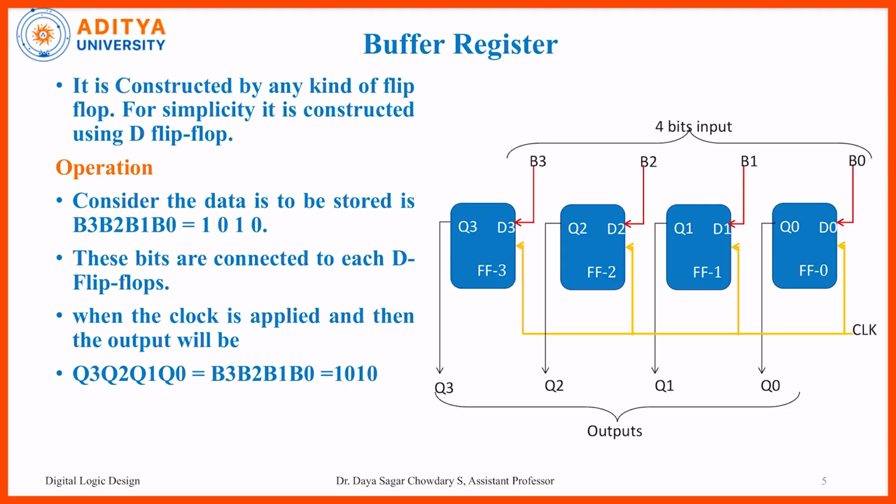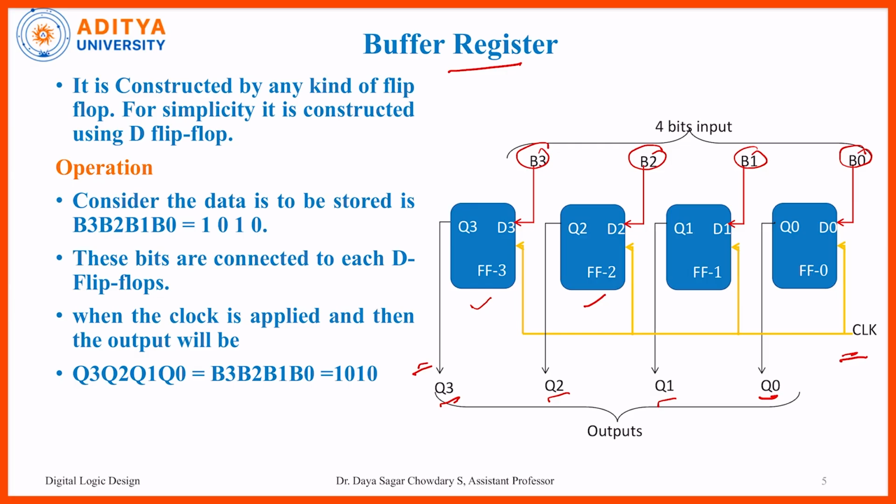Now coming to the buffer register. The construction of a buffer register is very simple, the same construction. This figure shows it from right side to left side. Here the inputs B0, B1, B2, B3 are connected to the first stage, second stage, third stage and fourth stage, and the outputs Q0, Q1, Q2, Q3 are taken.